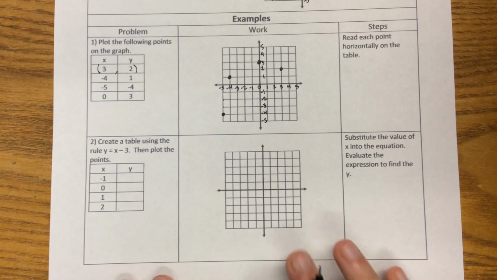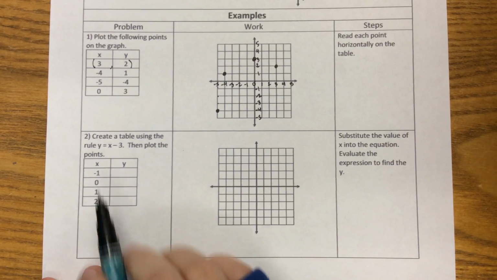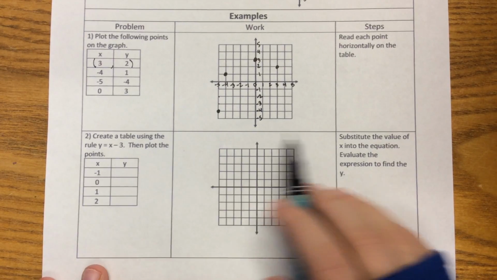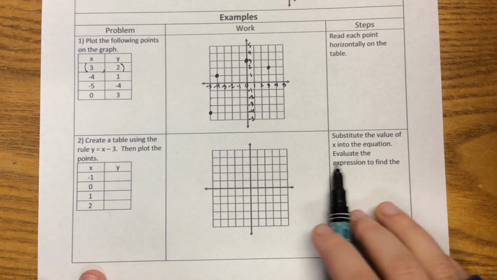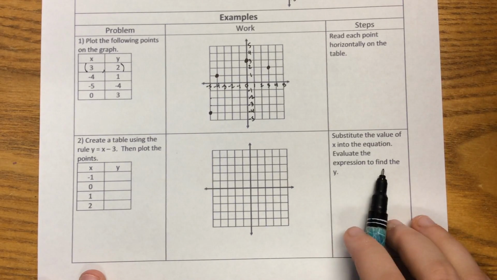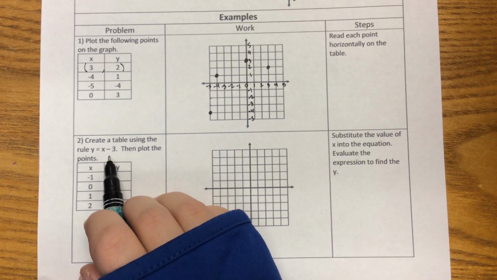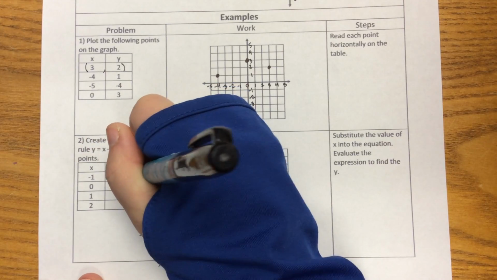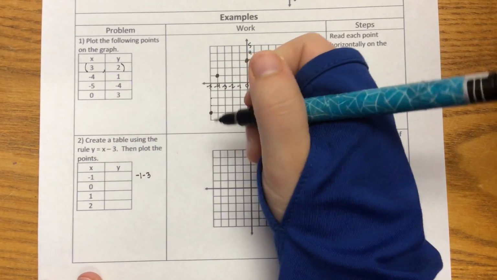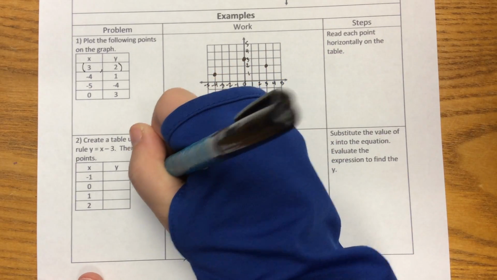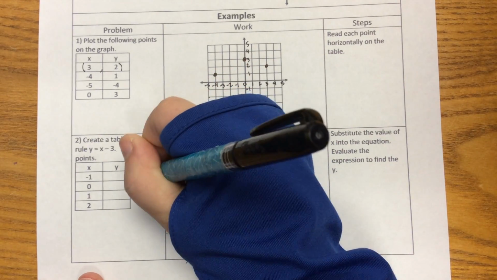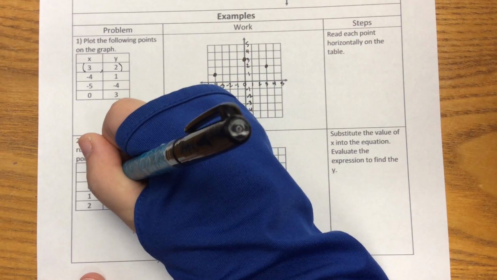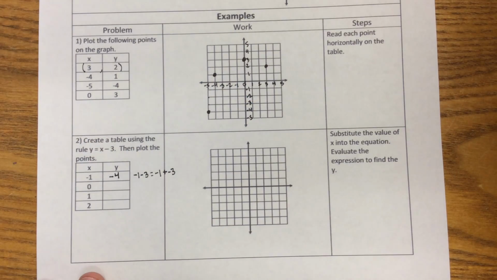Now number 2, I have a rule. So we're going to create the table using the rule y equals x minus 3. Then we'll plot the points. Okay, so we're going to substitute the value of x into the equation and evaluate the expression to find the y. So we know y equals x minus 3. So in this first one, x is negative 1. So this is going to be negative 1 minus 3. Change the subtracting to adding. Opposite of a positive 3 is a negative 3. So negative 1 plus negative 3 would be negative 4. So that's my answer there.